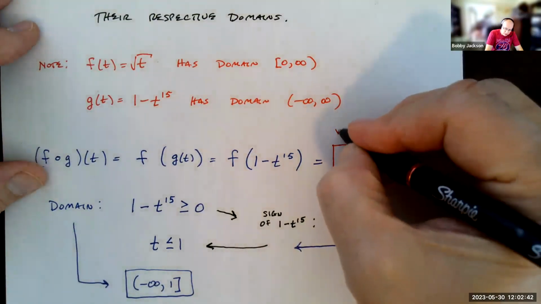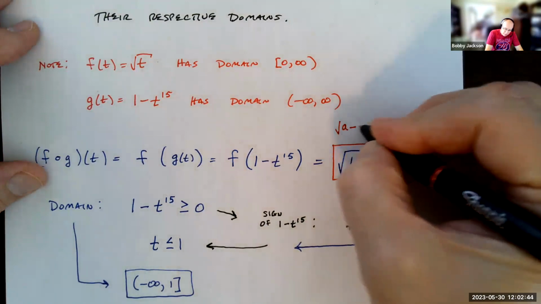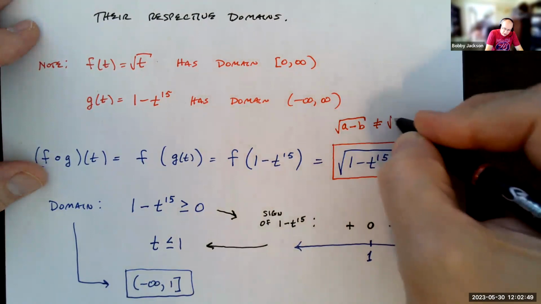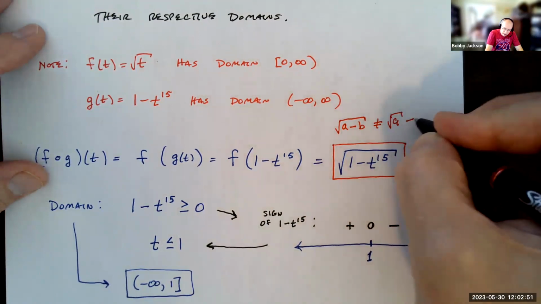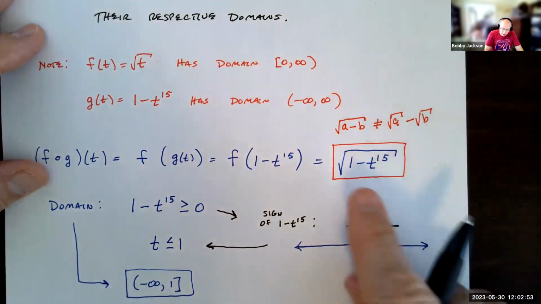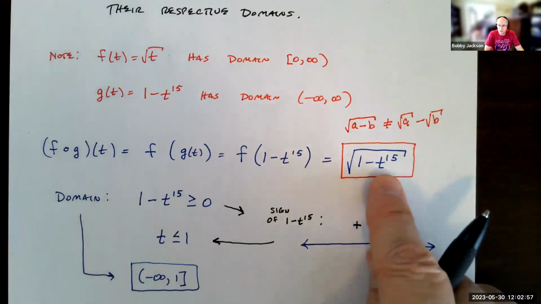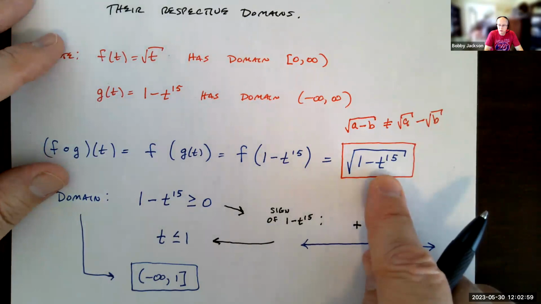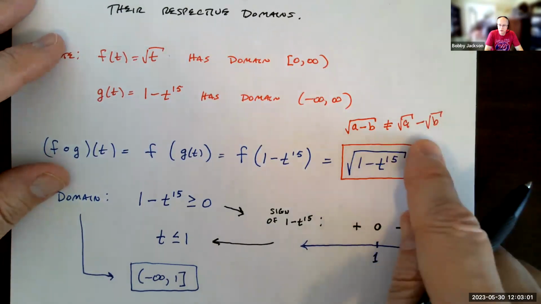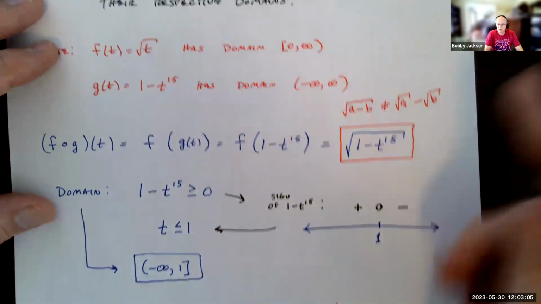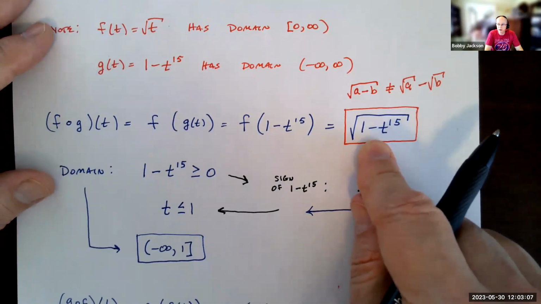Please note that the square root of a minus b is not the square root of a minus the square root of b. So you can't just write this as the square root of 1, which is 1, minus the square root of t to the 15th. No, you can't do that. Right? That's not true. That's a very common mistake students make. Please don't make that mistake. That's a bad algebra error.